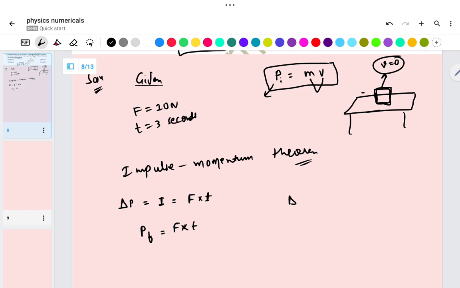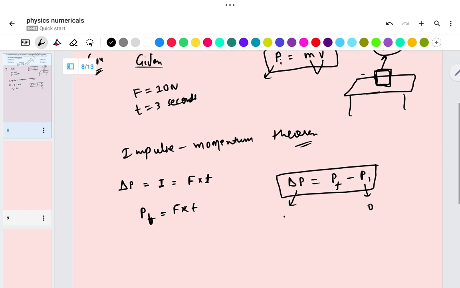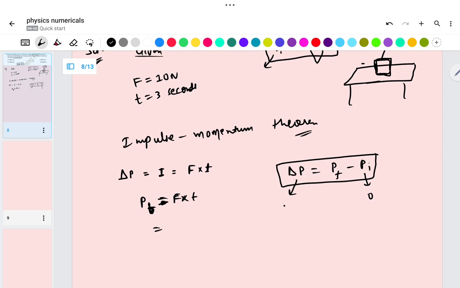What is the change in momentum? Final momentum minus initial momentum. Okay, but here the initial momentum is zero, so therefore the change in momentum is equal to the impulse, that is I, or we can say pf is equal to F into t directly, force into time. So the force given here is 10 into 3, therefore 30.